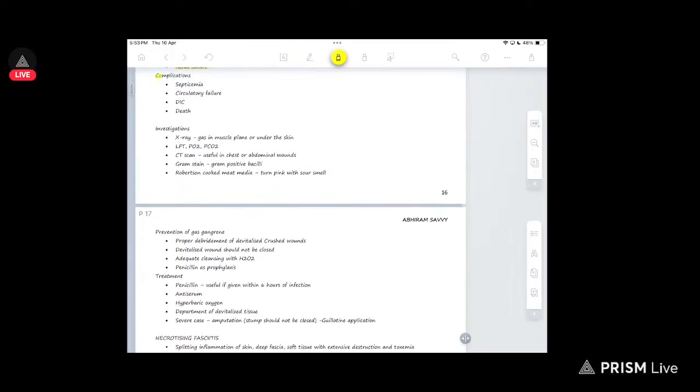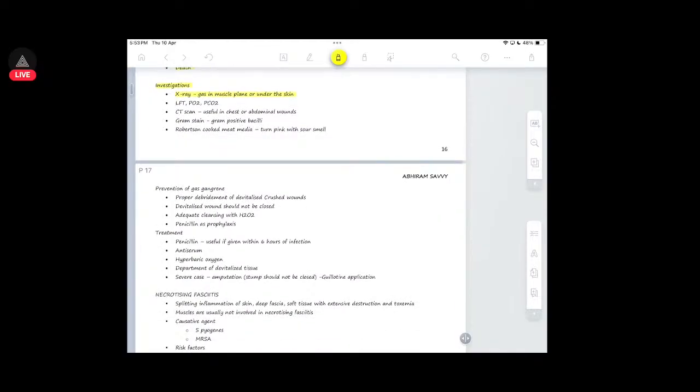So complications, you have septicemia, circulatory failure, disseminated intravascular coagulation, and death. Septicemia will be there, circulatory failure will be there, circulation will not occur, and disseminated intravascular coagulation will occur, and death is commonly seen. Investigations, you have chest x-rays, where gas in the muscle plane or under the skin can be noticed.